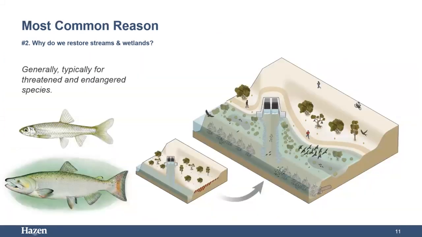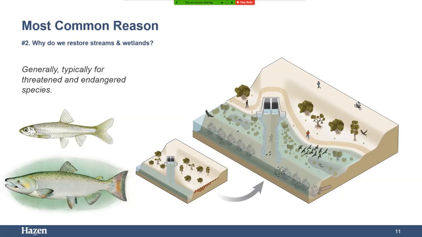So the most recent project that I've been working on is for the most common reason, like I mentioned before: a restoration for an endangered species. So the drawing on the left is for the Rio Grande silvery minnow, near Albuquerque. And just about most of our projects are facilitating habitat uplift for these types of threatened and endangered species. And then the photo below is of a salmon.